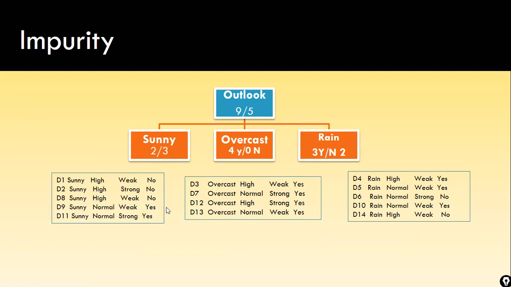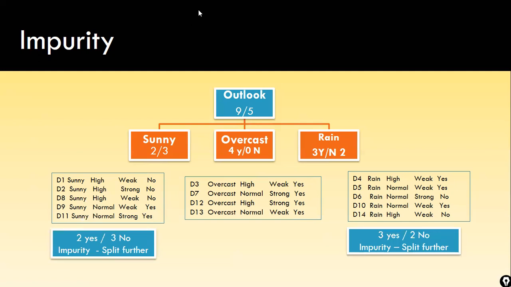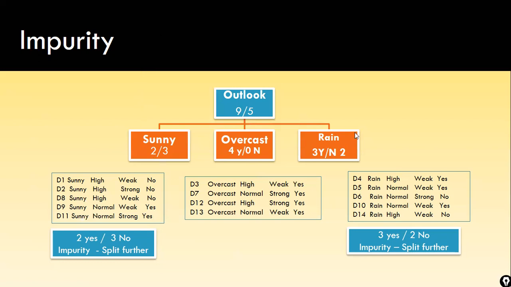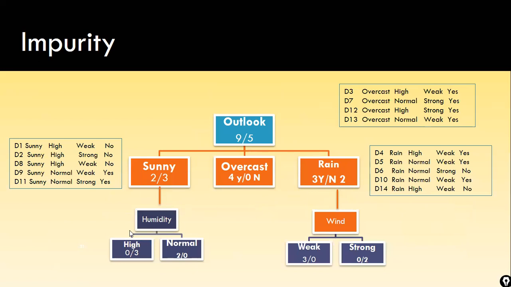Wherever you find a mix of no and yes, that node will undergo further split. If you have a mix of yes and no, we call it impurity. Those nodes that have impurity will undergo further split. Since this node doesn't have a mix of yes or no, it is called a pure node. It doesn't require any splitting. Only these two nodes require a split because of impurity.